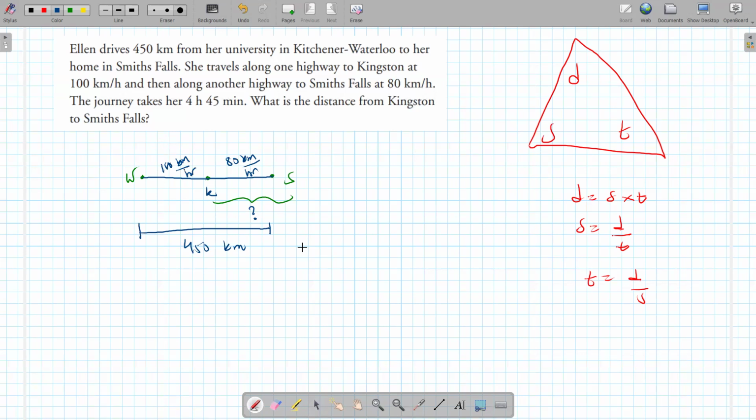So how would we approach this one? What is our x and what is our y? It's up to us, really. It's always going to be up to us. So let's say this missing distance, K to S, is x kilometers. In terms of x, what's the distance from W to K?